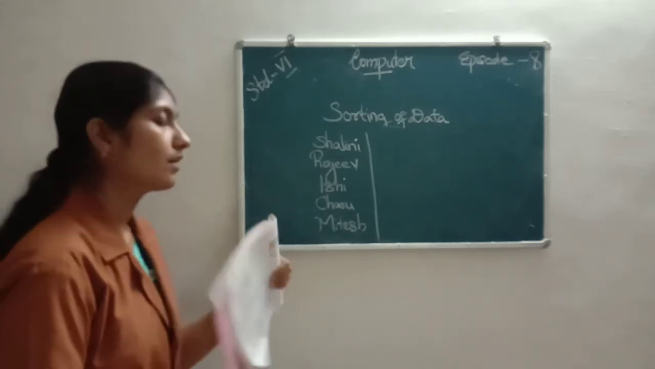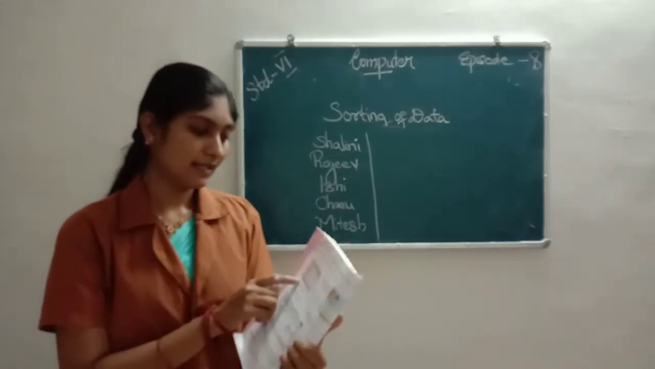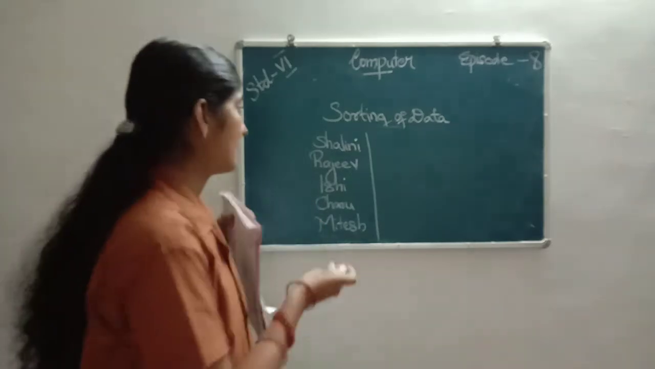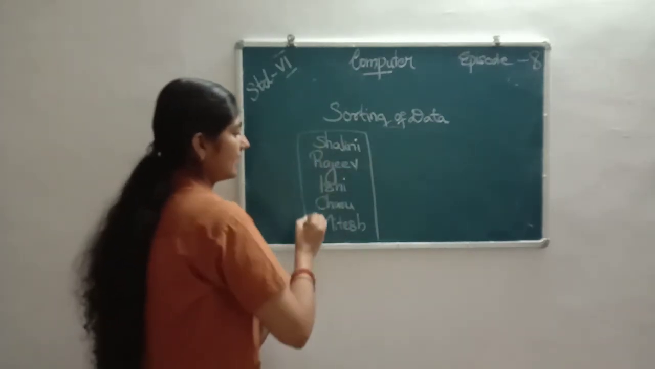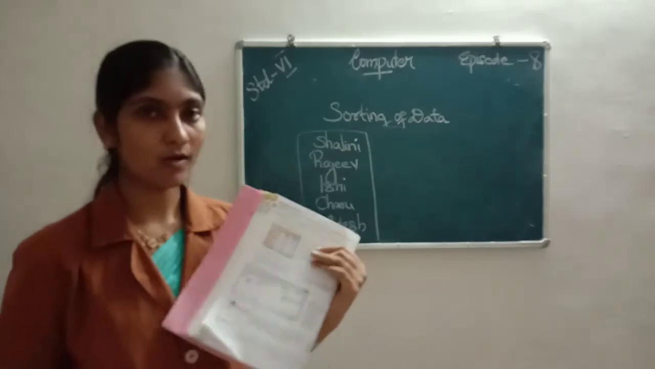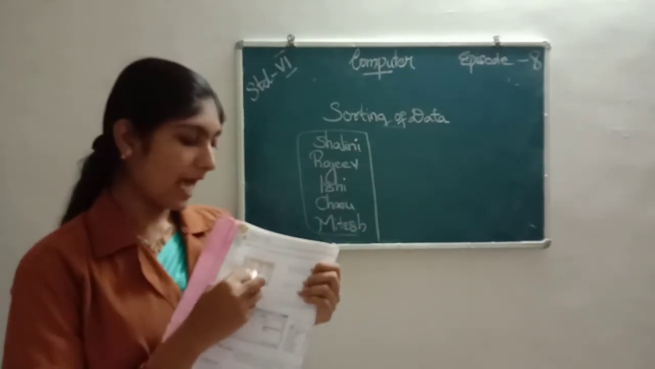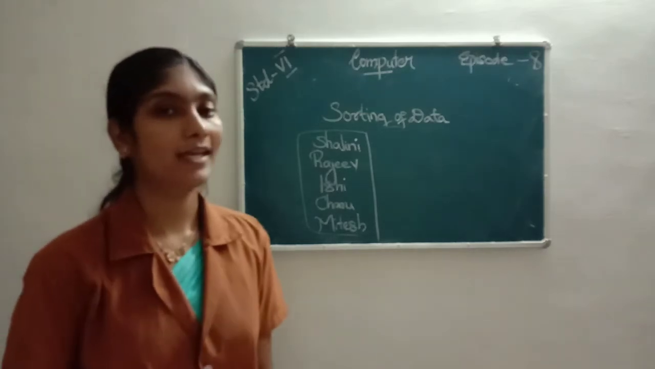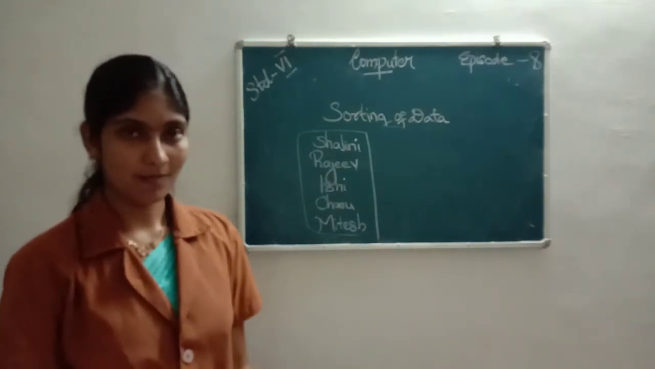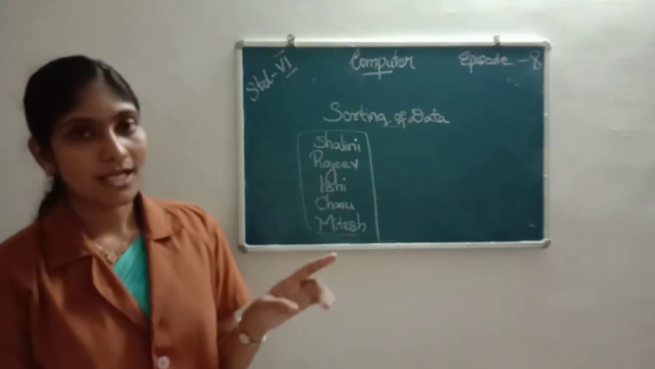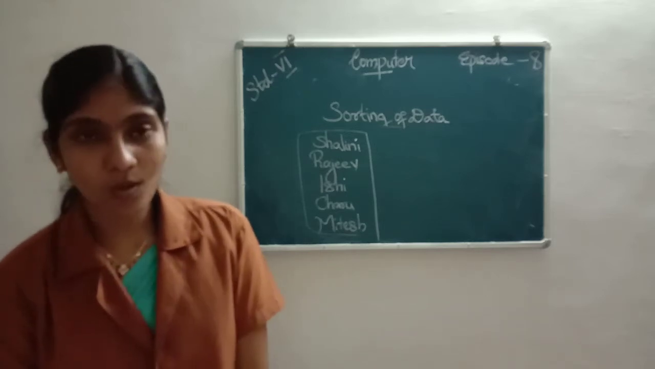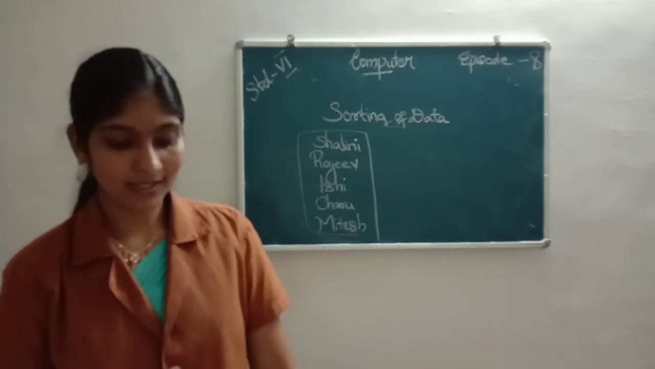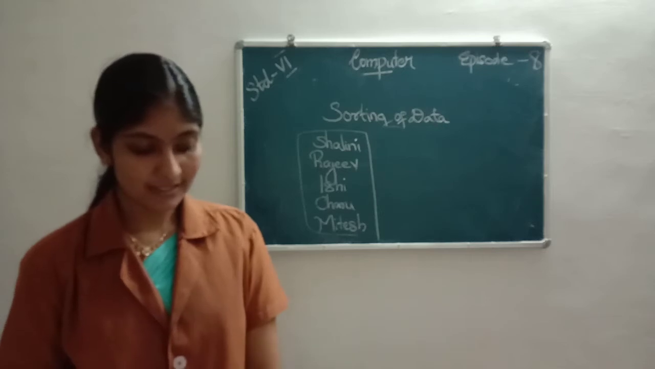First step, for that, select the names or select the whole data. And then click on the home tab. Under the home tab there is a button named sort and filter.